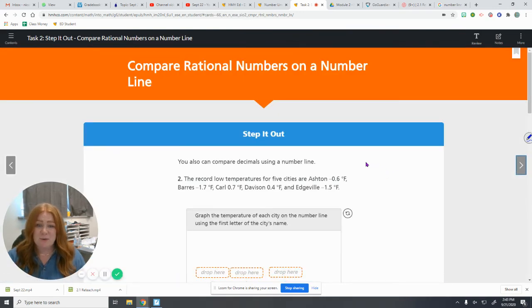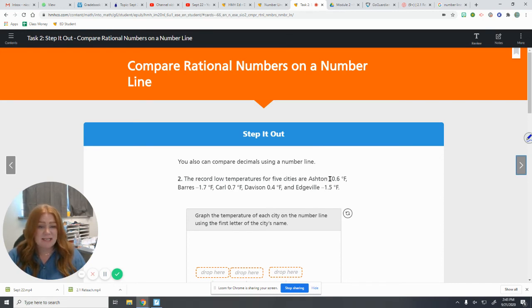Hey, task 2 is going to have us comparing decimals on a number line. Anytime I'm using decimals, I know I want my number line to be broken up into 10 pieces between 0 and 1 because of that tenths place. You can make it have 100, but I think tenths is a pretty standard number that we will want to use. So we've got these record lows for 5 cities.